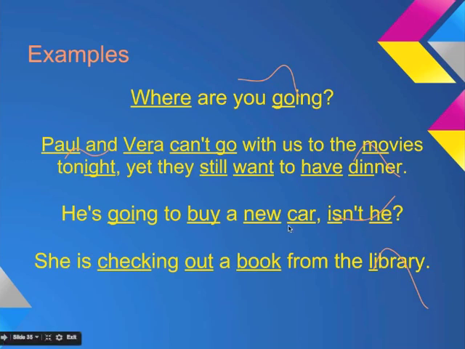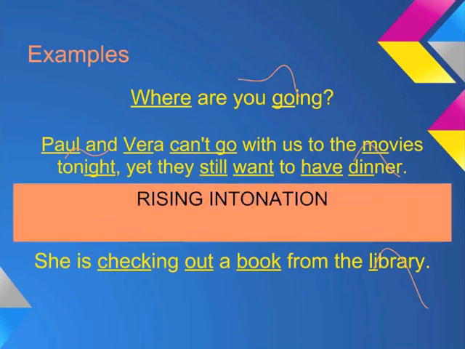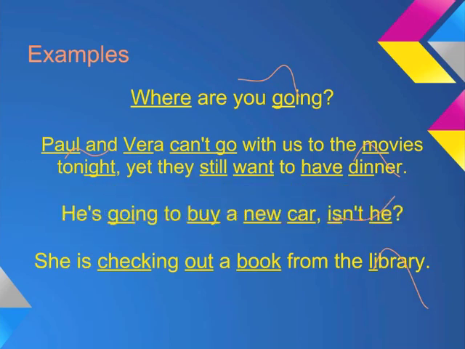Let's try the third example. What kind of intonation are we going to use here? That's correct, rising intonation. Mostly because this is a tag question. Let's say it. He's going to buy a new car, isn't he? So you can notice we're going to rise there on the word he.